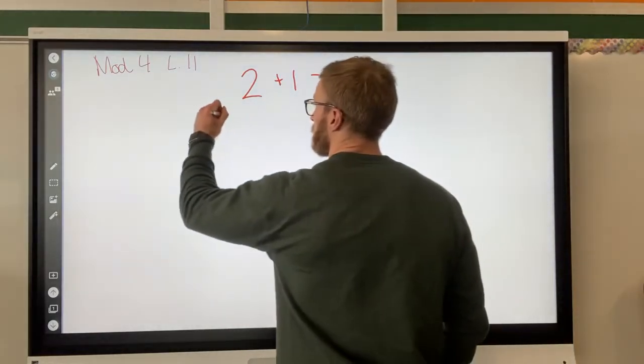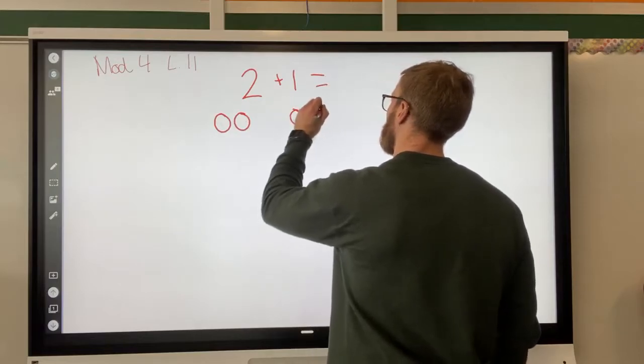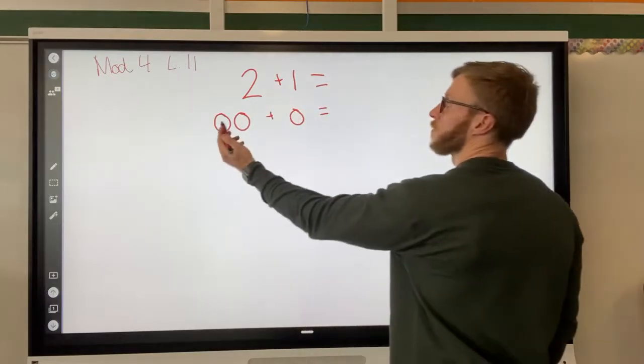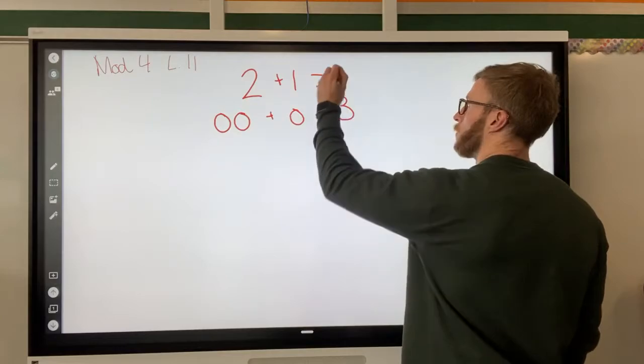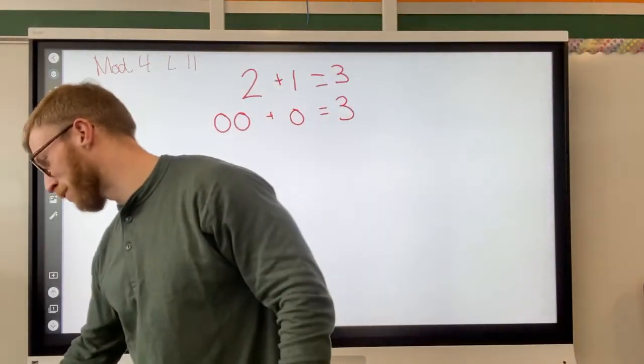If we're looking at this, I can draw 2 circles right here, plus 1 circle. And that equals 1, 2, 3 circles. I think we all knew that. I know you knew that, but that's not what I'm getting at.